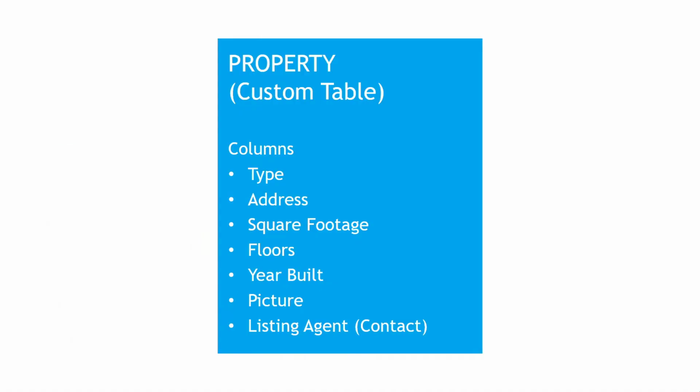We're going to pretend that we're customizing the Dynamics 365 sales app for a real estate office, and they need a way to capture information about the properties they're selling. We'll create a table called Property with columns for type, address, square footage, floors, year built, picture, and the listing agent. That's going to point to the contact table that we get out of the box.